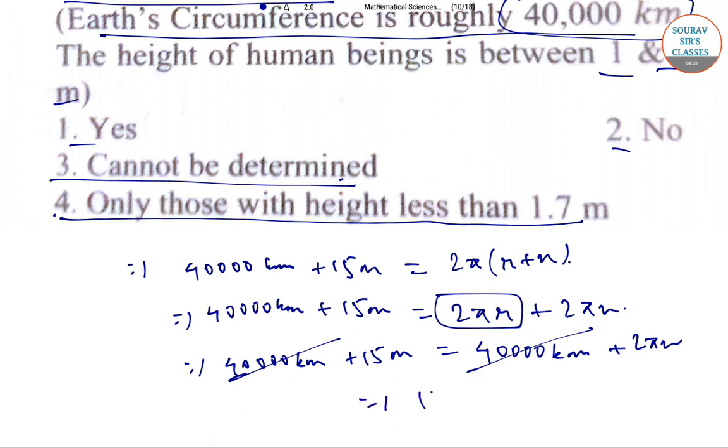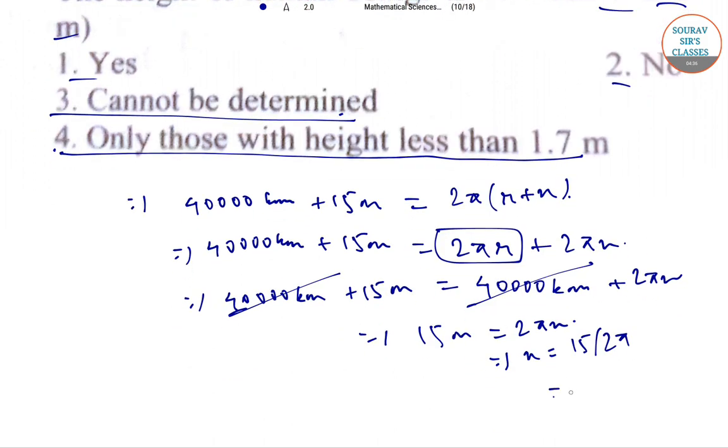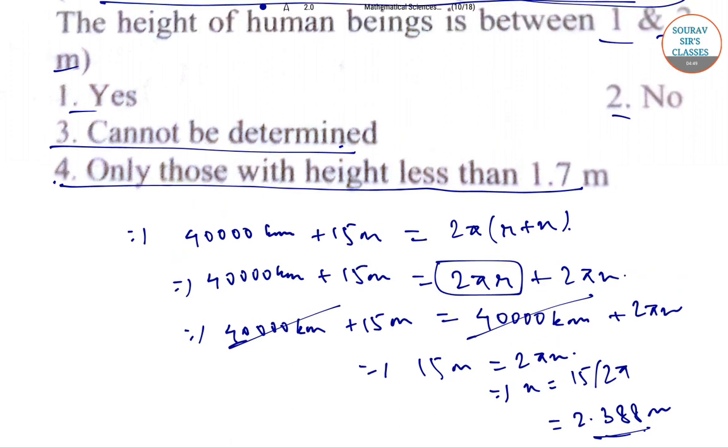and we get 15 meters is equal to 2 pi x, and from here we get x to be equal to 15 by 2 pi, which is equal to 2.388 meters. So a group of humans can walk under the longer band. Therefore, option 1 gives us the correct answer.